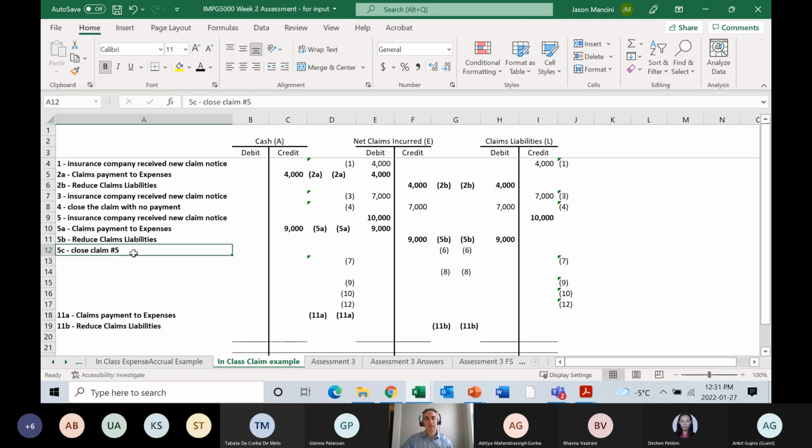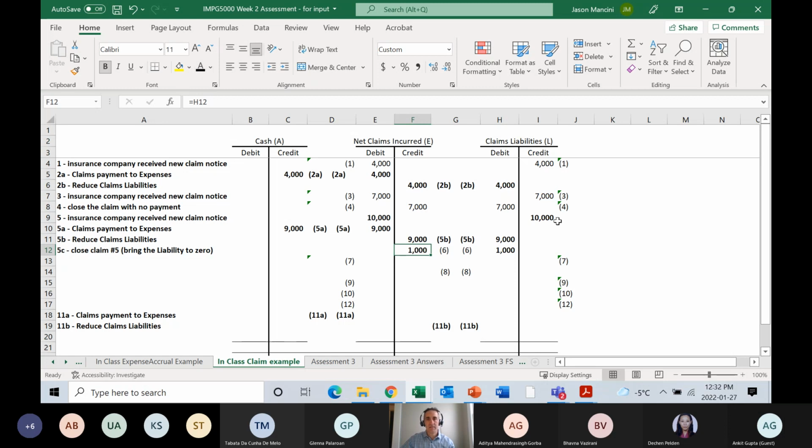Then as a separate transaction, like another month goes by, the claim adjuster could say, okay, I think that there's no further payments to be made. We want to close the claim. So we want to bring the claim liability down to zero. Close the claim. That means we bring the liability to zero. Right now the liability on this claim number 5, we started with 10, decreased it by 9, so we want to decrease it by one more 1,000. So then it's now 0. It was 10 minus 9 minus 1. So that's what we need to do to bring the liability to 0.